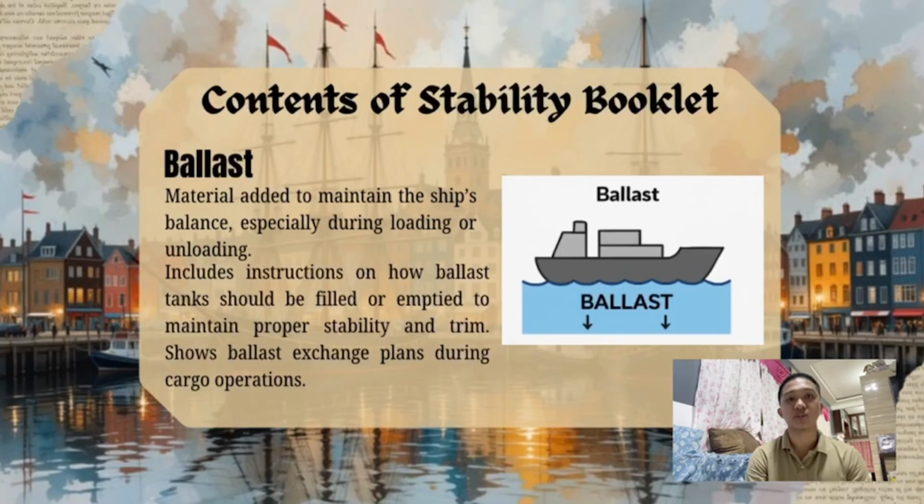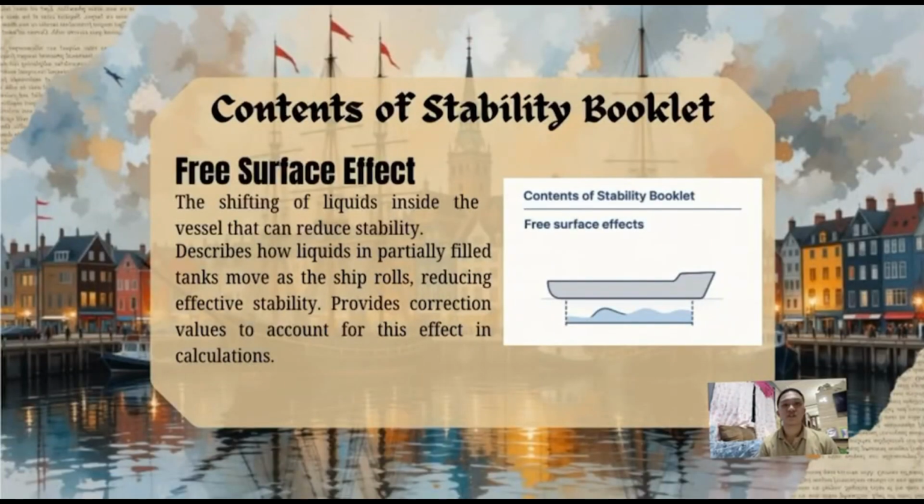It is adjusted during loading and unloading to maintain proper trim and draft, and exchange to prevent spreading marine species. So, the free surface effect: the shifting of liquids inside the vessel that can reduce stability. It describes how liquids in partially filled tanks move as the ship rolls, reducing the effective stability. It provides correction values to account for this effect in calculations.